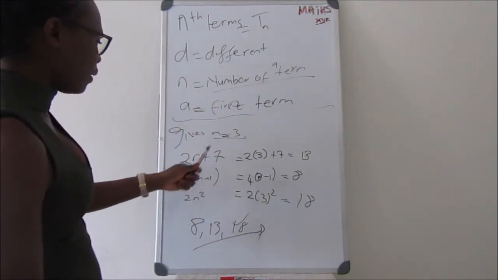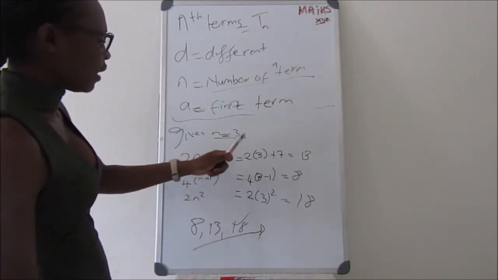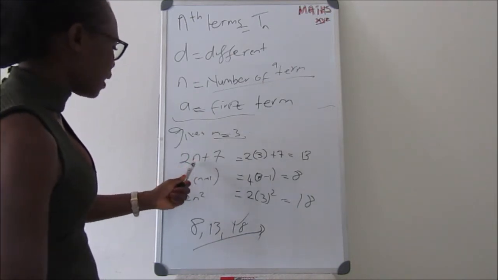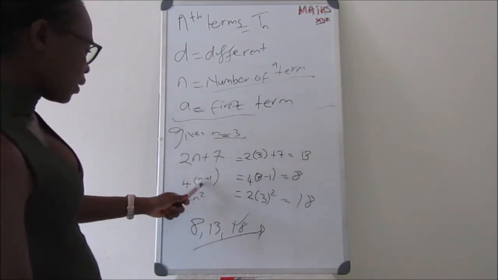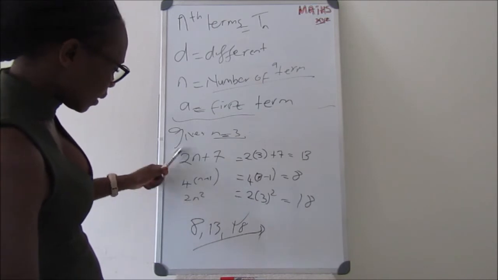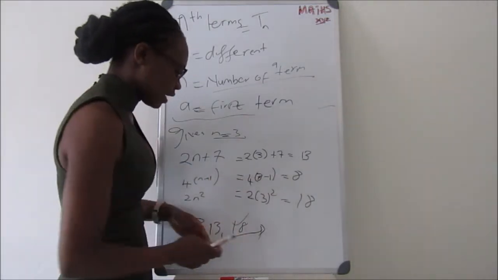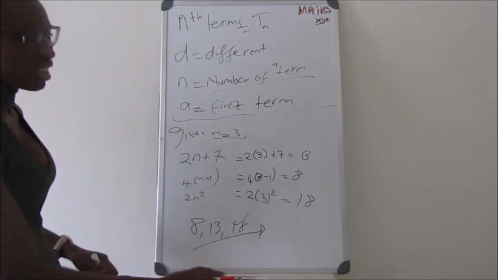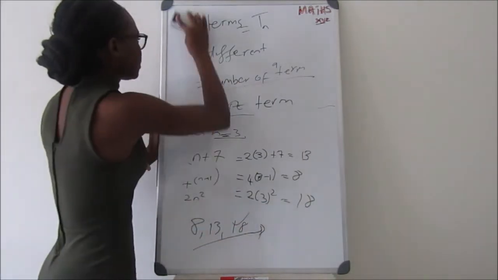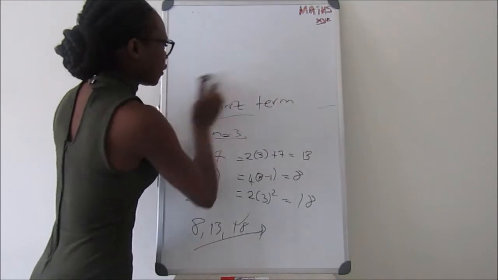So if it's 2n plus 7, we know that given n is equal to 3, we have to replace n by 3, and the same with all this expression. We just replace n with 3 and get those sums, and after that we put them in ascending order. All right, I hope you guys understand that. Let's do the next one.